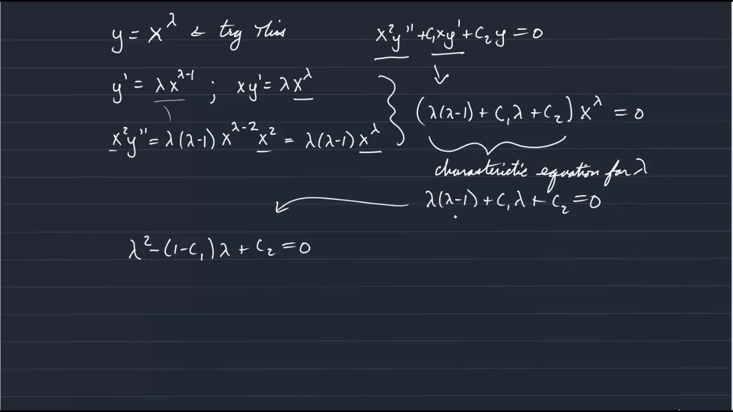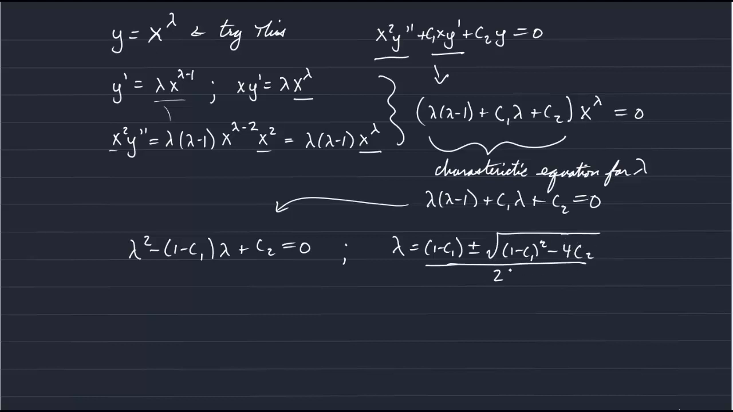So we have a quadratic equation, and we can solve that using the quadratic formula, where lambda is equal to negative b, which is 1 minus c1, plus and minus the square root of b squared, 1 minus c1 squared, minus 4a, which is 1 times c2, all over 2a, which is just 2. A is 1 here. So this will allow us to get to the solution of the form y equals x to the lambda, which appears to work.